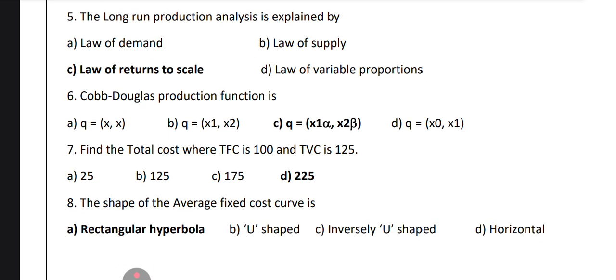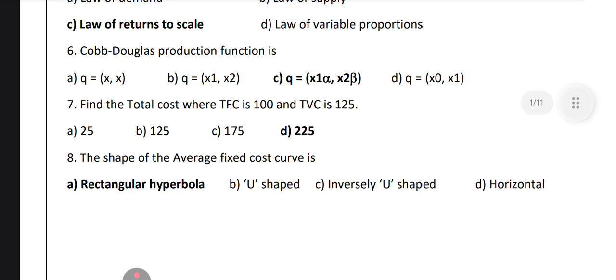Next, sixth question, Cobb-Douglas production function is Q equals x1 to the power of alpha, x2 to the power of beta. Degrees of scale.